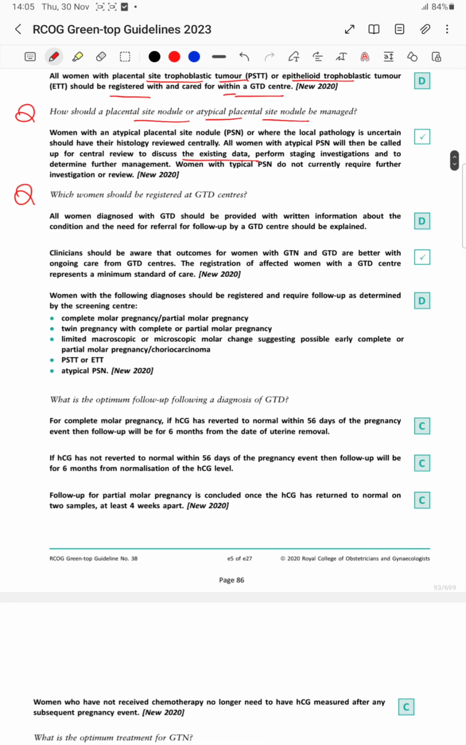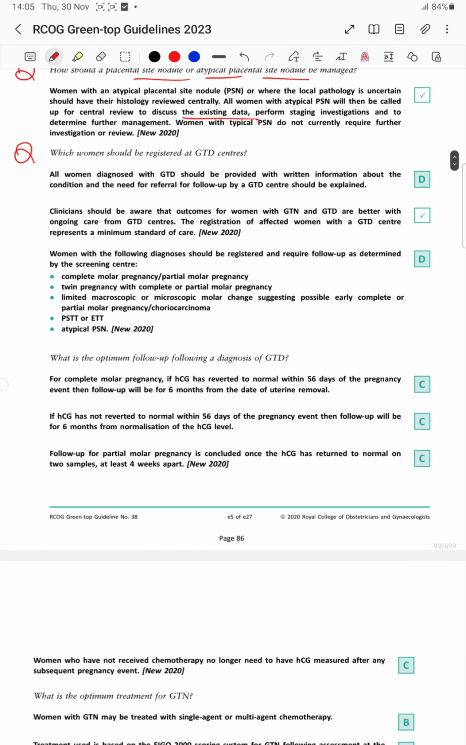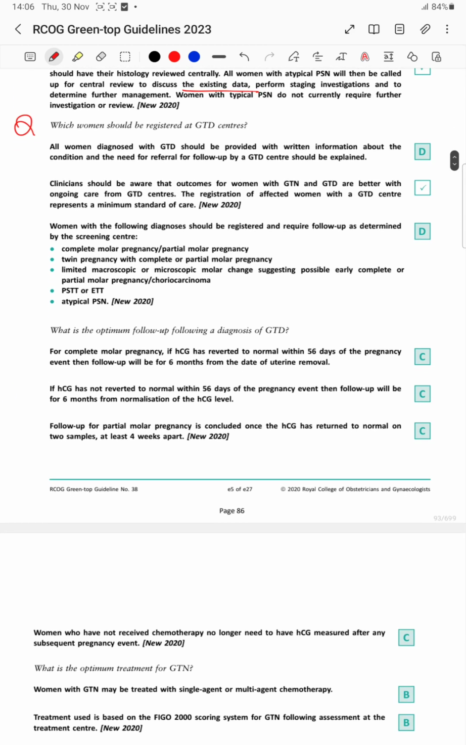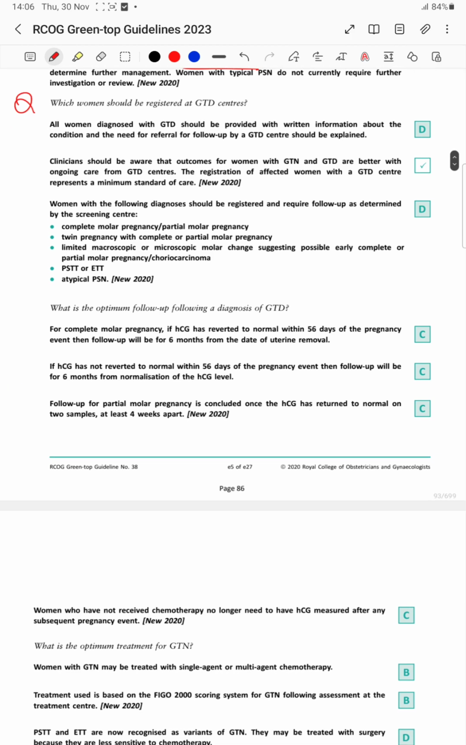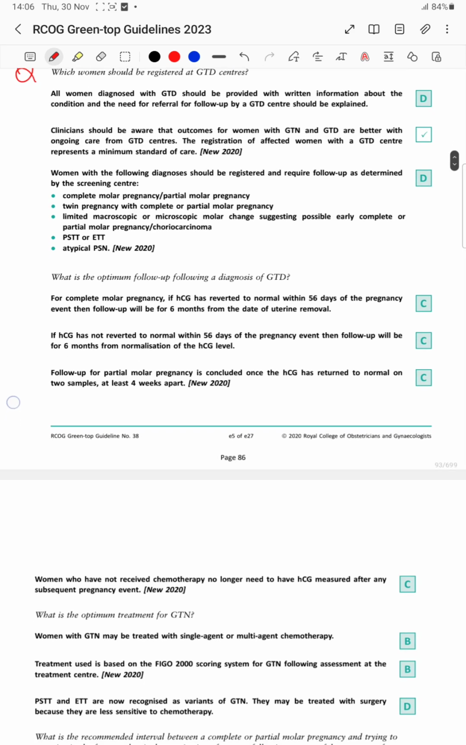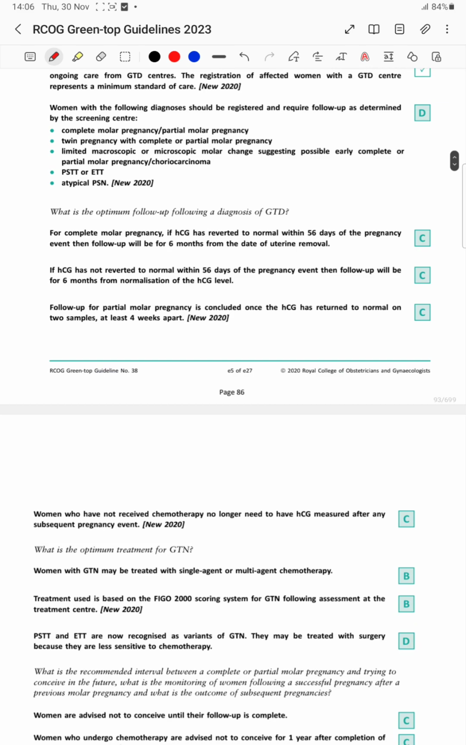Women with the following diagnoses should be registered and require follow-up as determined by the screening center: complete molar pregnancy, partial molar pregnancy, twin pregnancy with a complete or partial molar pregnancy, limited macroscopic or microscopic molar change suggesting a possible early complete or partial molar pregnancy, choriocarcinoma, PSTT or ETT, and atypical PSN.